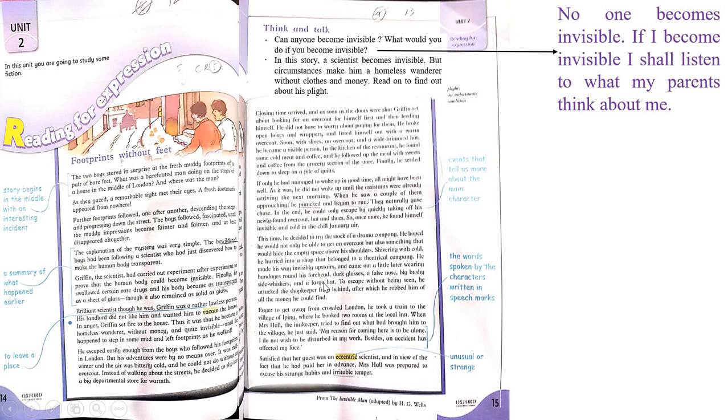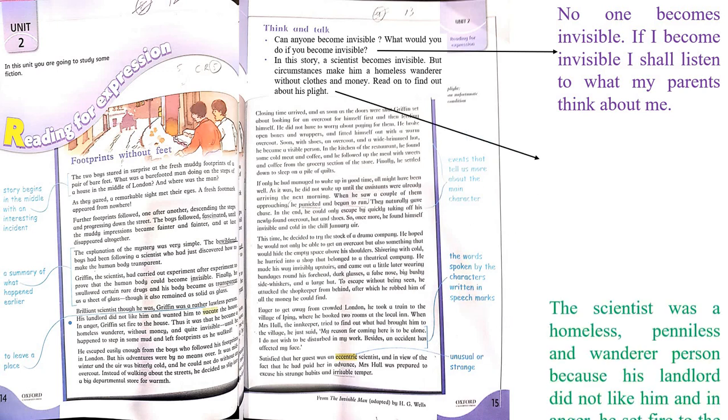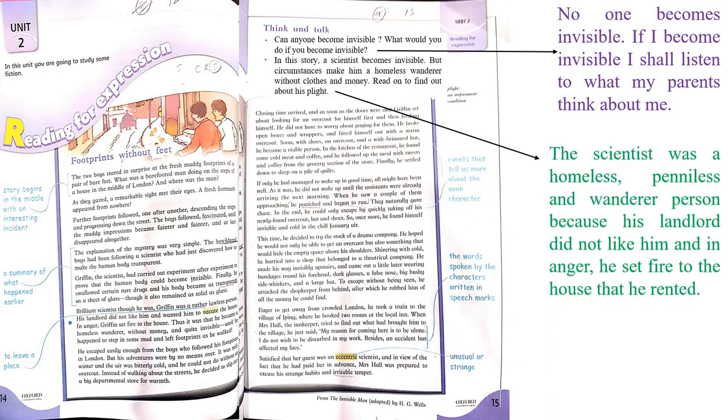The second question is, in this story, a scientist becomes invisible, but circumstances make him a homeless wanderer without clothes and money. Read on to find out about his plight. The answer is the scientist was homeless, penniless, and wandering because his landlord did not like him, and in anger he set fire to the house that he rented.